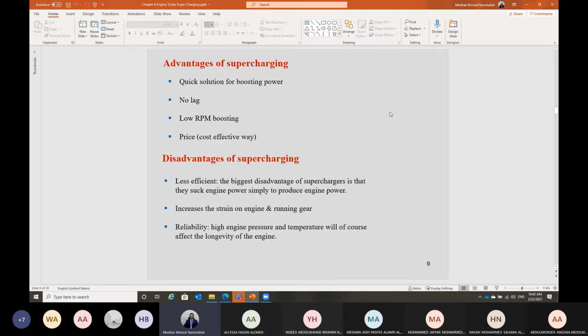And this is one of the drawbacks of the supercharger or turbocharger in general. At lower engine RPM, we cannot benefit from the turbocharger or supercharger. So the advantage of the supercharger is that it is a quick solution for boosting power, because it takes the power from the crankshaft, so it does not depend on the amount of exhaust gases. It can take the input power to the compressor from the power output of the crankshaft.